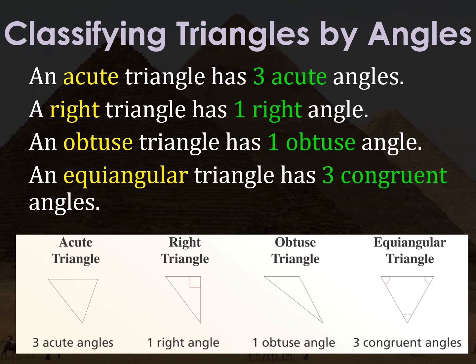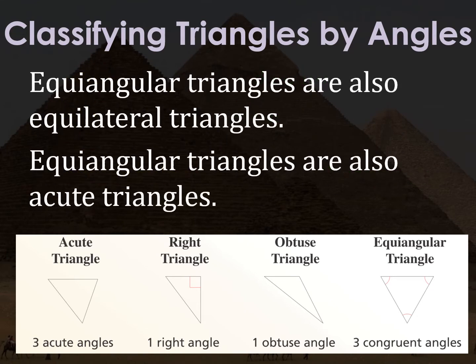So notice a right triangle can only have one right angle. A triangle can't have two right angles because the angles of a triangle add up to 180. So one angle is 90, a second angle can also be 90. Same with an obtuse triangle, because if one angle is more than 90 degrees, there can't be another angle that's more than 90. So equiangular triangles are also equilateral. Equiangular triangles are also acute triangles. Equilateral meaning equal sides.